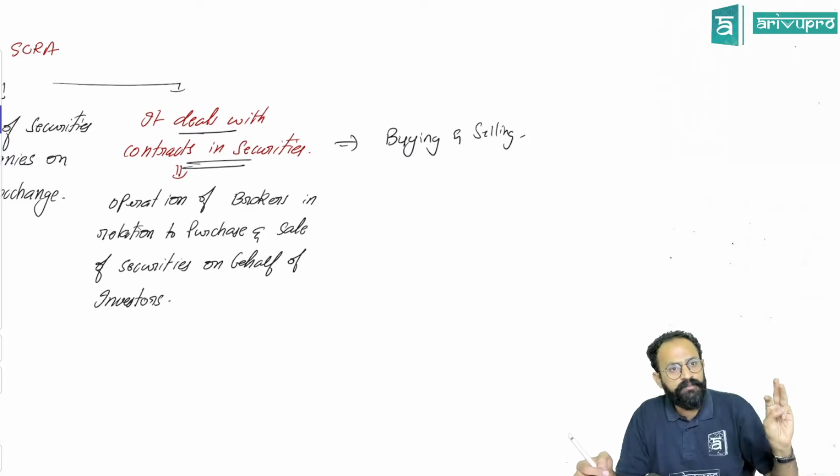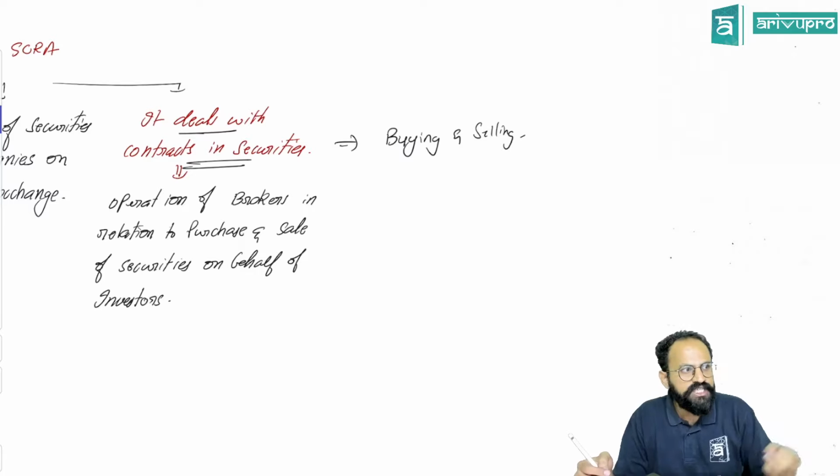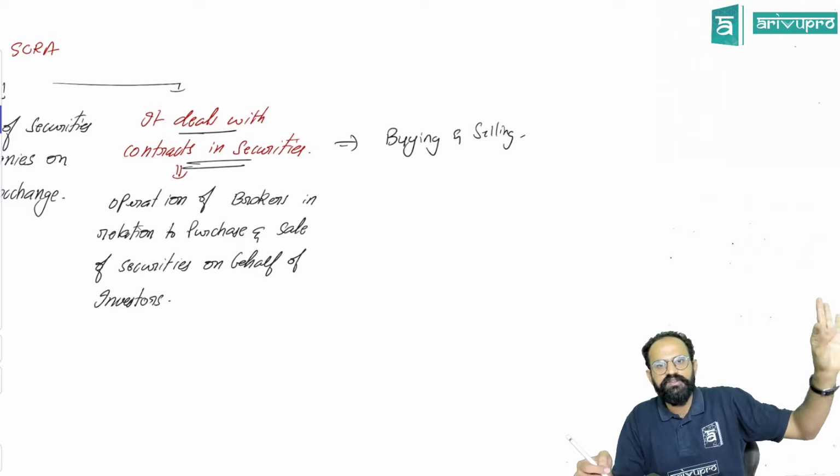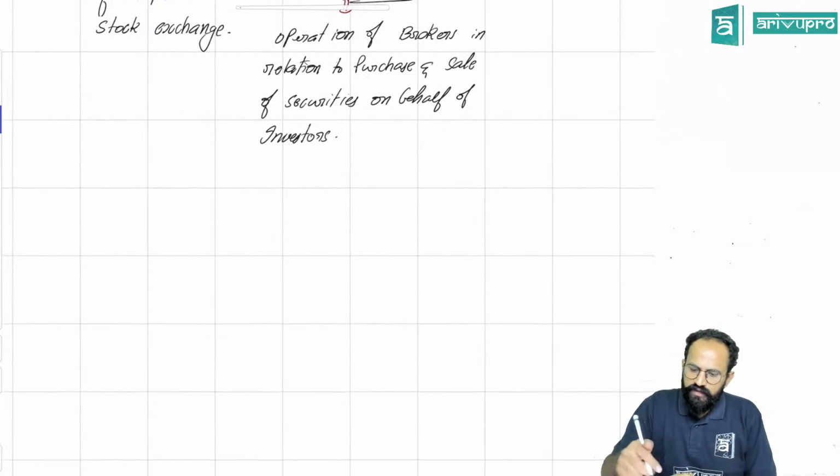Three things. First, how to start a stock exchange, that is recognition of stock exchanges. Second, listing of securities. Third is contracts in securities. Is it clear to all of you? Okay. Right, the next one, non-applicability of SCRA.